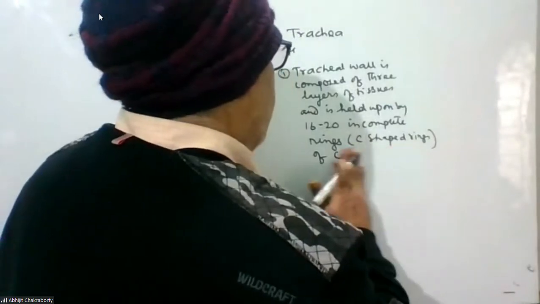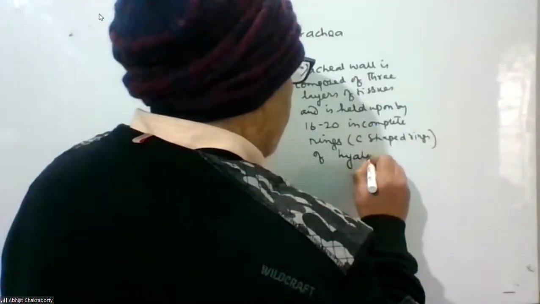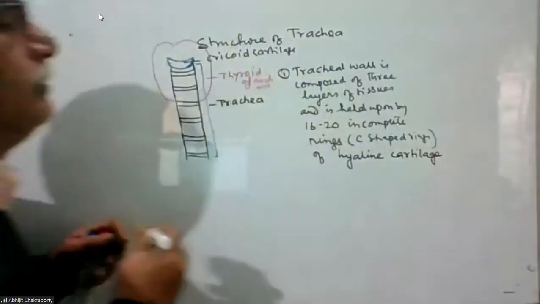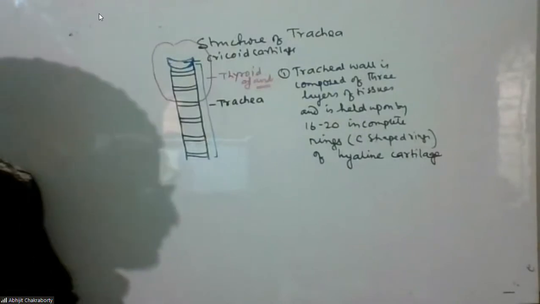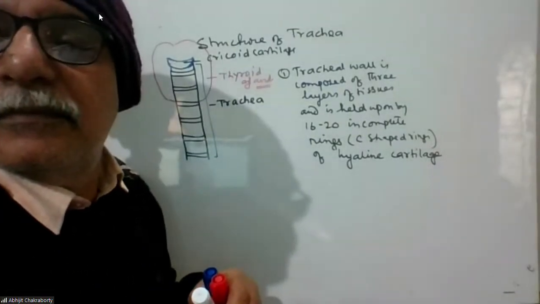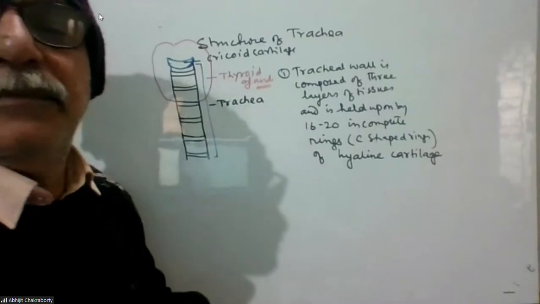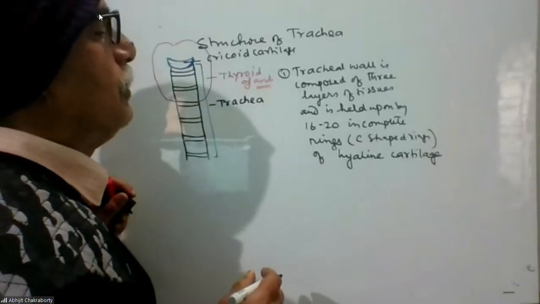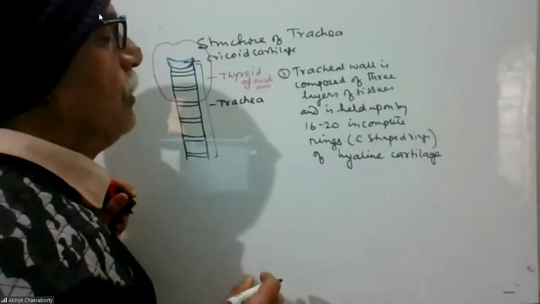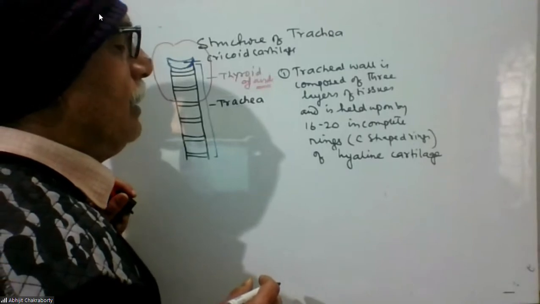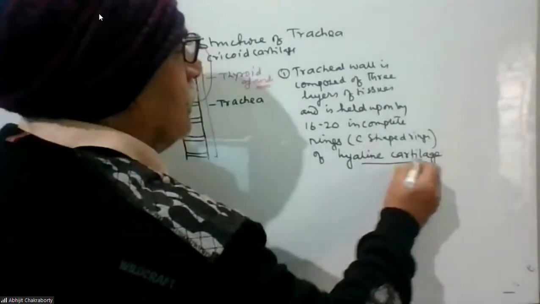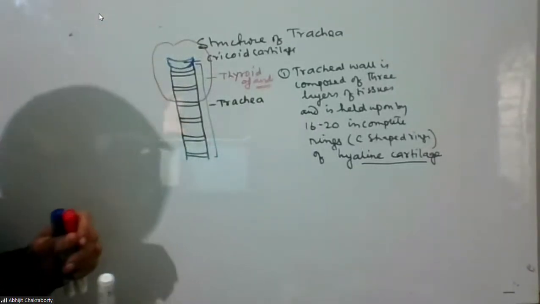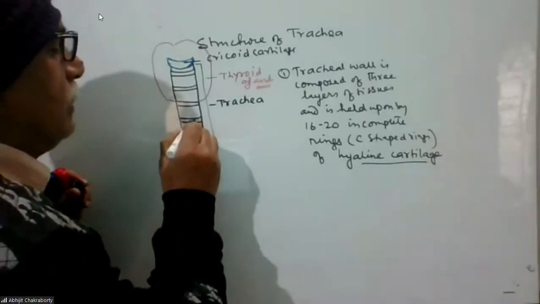Rings of hyaline cartilage. The tracheal wall is composed of 3 layers of tissues and is held open by 16 to 20 incomplete, C-shaped rings of hyaline cartilage. So this is the tracheal wall. These are the C-shaped rings.